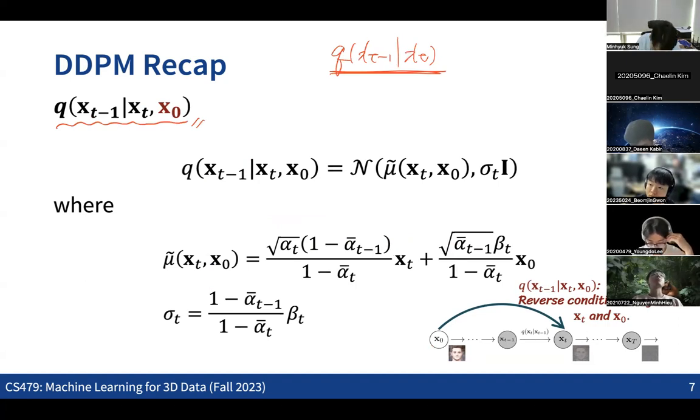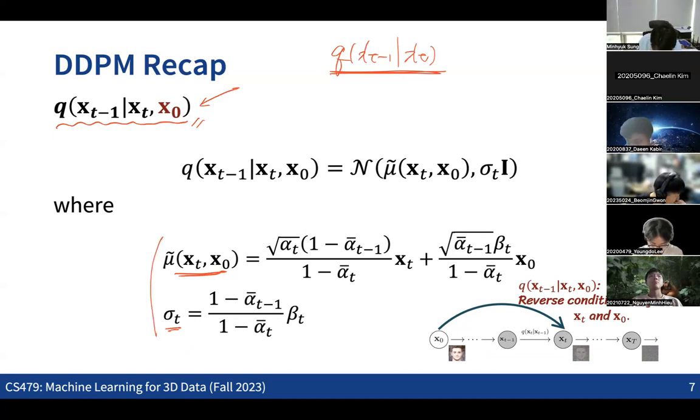We also want to model this as a Gaussian transition, a Gaussian distribution, while we don't know the mean and the covariance. But if we look at this specific conditional distribution conditioned on both xt and x0, then we can easily derive that this is also another Gaussian distribution, where we can calculate the mean and the covariance like this. So we can directly calculate the mean and the covariance in this case.